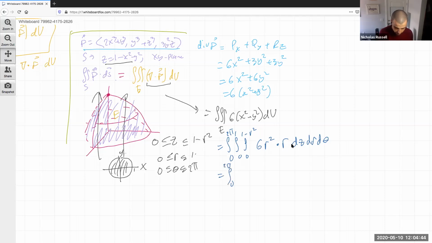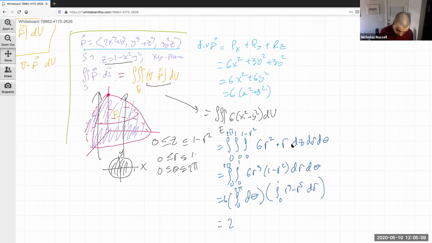We first integrate this with respect to z, but there's nothing with respect to z. So this becomes just 6r to the third, 1 minus r squared, dr d theta. We can separate these two integrals. I'll just move the 6 out. We don't need that anymore. This becomes r to the third minus r to the fifth, dr. The theta integral then becomes 2 pi. This one right here will become r to the fourth over 4 minus r to the sixth over 6, evaluated between 0 and 1. And so we get 12 pi times 1/4 minus 1/6.